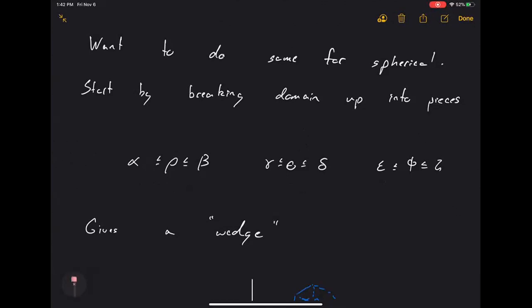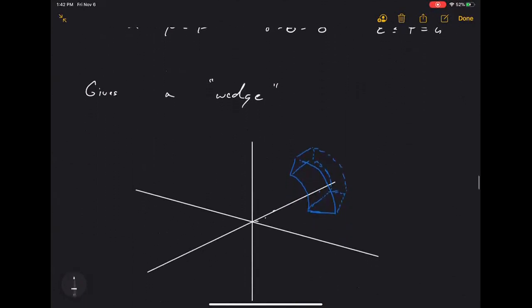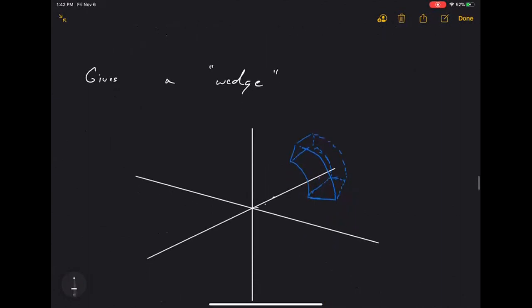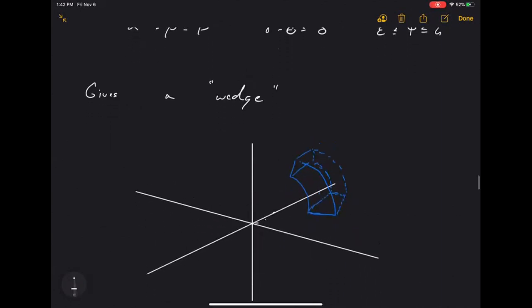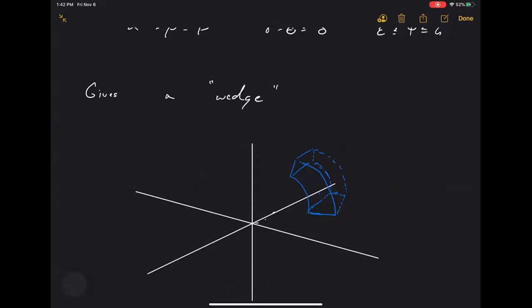Okay. Now, what kind of three-dimensional shape does this give? It gives us one of these wedges, which you can think of as a chunk of a sphere, basically. If we took all of them, we'd be starting with a sphere and then taking chunks out of it. Okay, so what are we dealing with here?